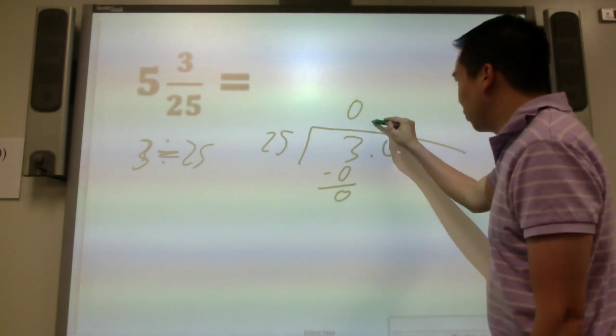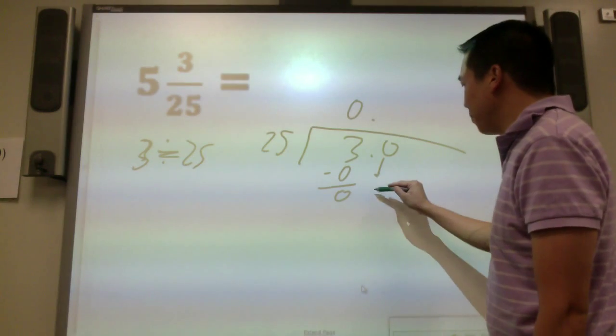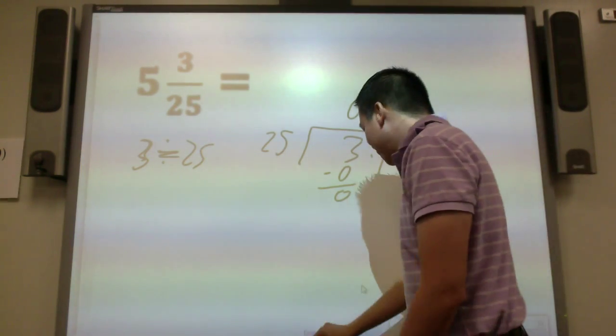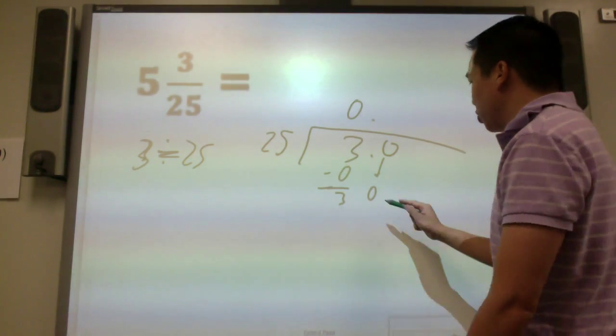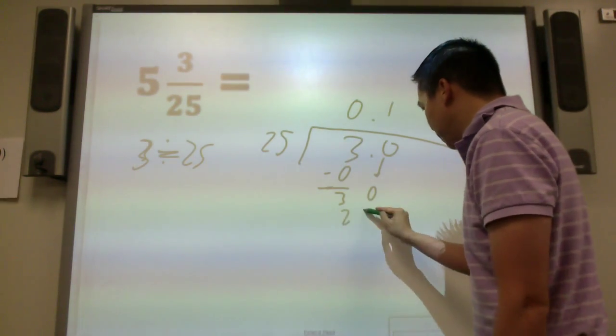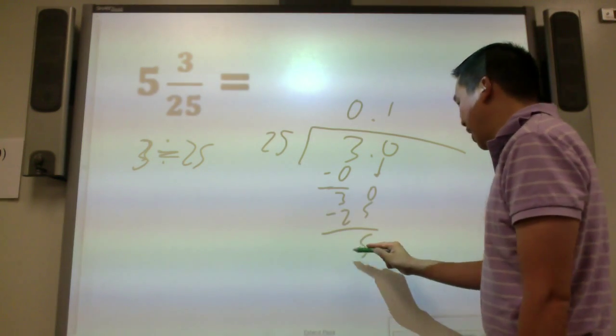Add a 0.0. Bring it down. Don't forget to line it up. Whoops, 3 minus 0 is 3. How many groups of 25 go into 30? 1 group. 30 minus 25 is 5.